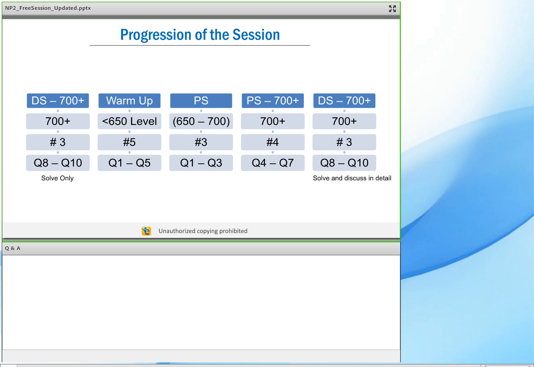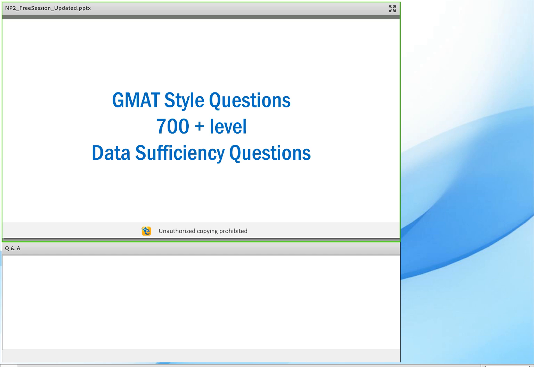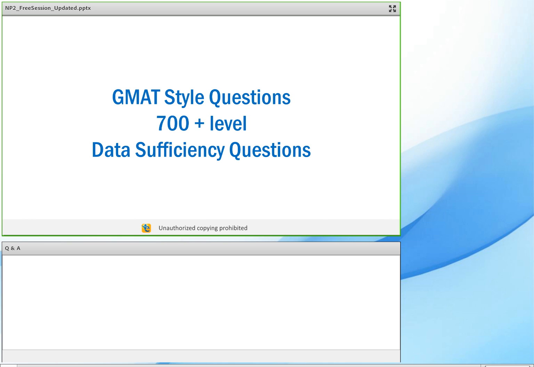If you don't have a pen and paper or a whiteboard ready, make sure you have one ready, because we're going to start solving some fairly difficult questions, 700 level data sufficiency questions. Make sure you have a pen and paper ready, and a bottle of water ready with you.